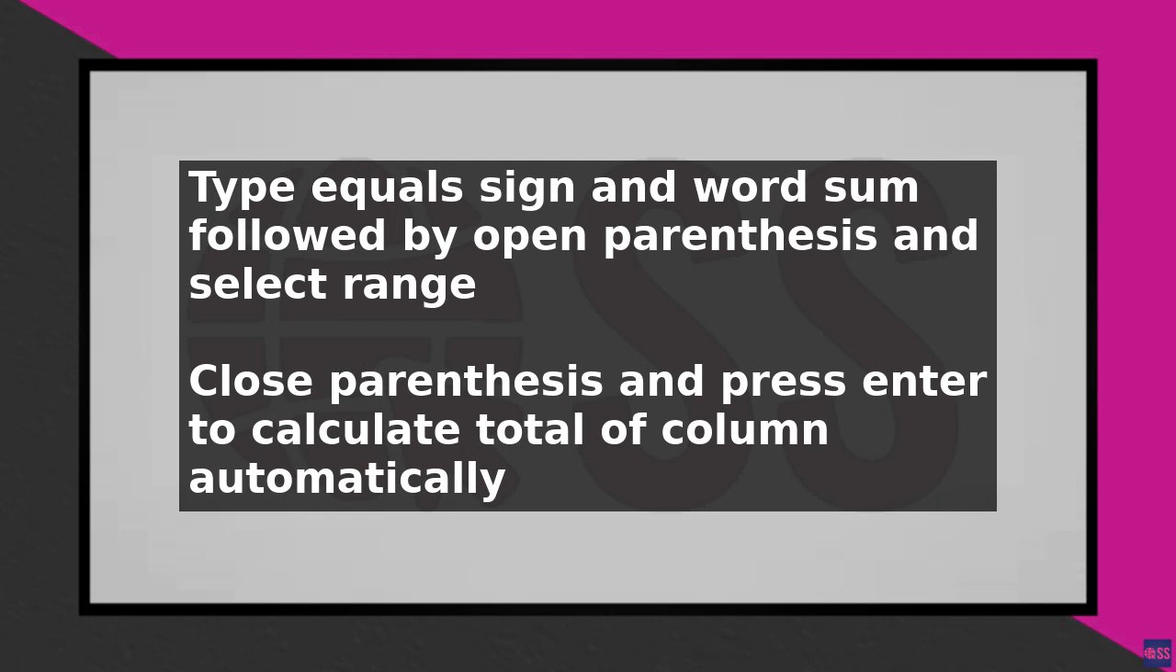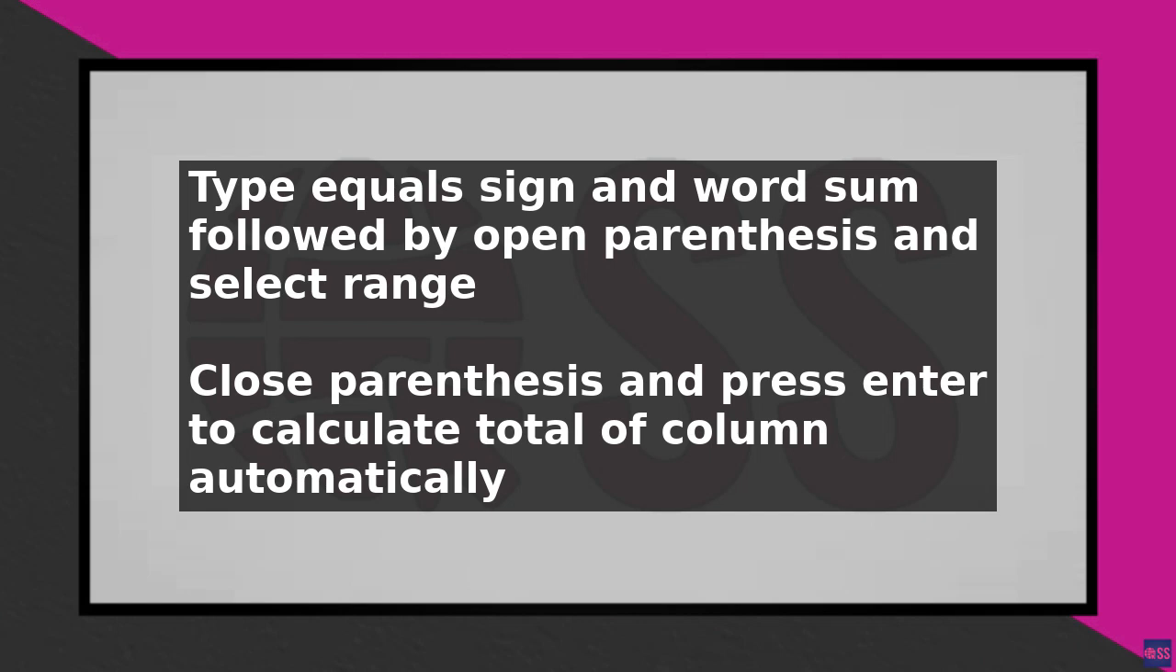Now, type equals sign and the word SUM, followed by an open parenthesis. Then, select the range of cells in the column that you want to total. You can do this by clicking and dragging the mouse from the top cell to the bottom cell in the column. Close the parenthesis and press Enter.